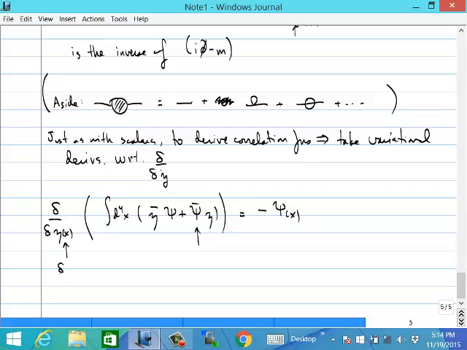Whereas, for example, if you wanted to pull down a factor of psi by taking an eta bar variational derivative, you would not get that minus sign. So this would just be a psi of x. Would the first one be a negative psi bar? Psi bar, sorry. Good. Yeah, there are some signs that one has to keep track of.